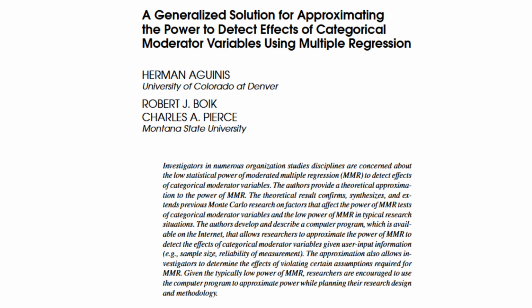Today, we're going to be looking at moderator variables. It's going to be pretty interesting. We're going to be focusing on this paper by Guinness, Boyk, and Pierce, and they talk about this problem that researchers face when they're looking at these moderators. This statistical method called moderated multiple regression, or MMR, tends to have this problem of low statistical power.